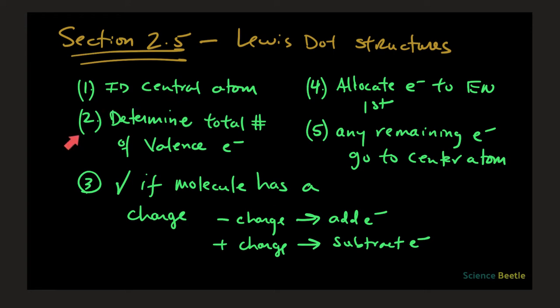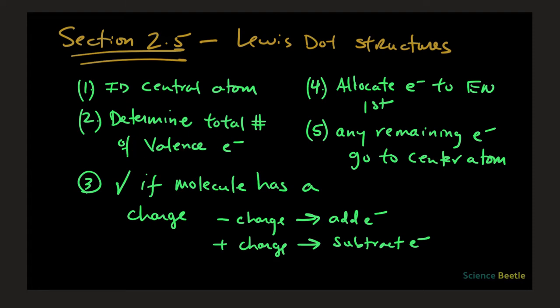Step 2 is to identify the total number of valence electrons. So you want to go ahead and do this by counting the valence electrons for each individual atom first. Remember some of the common things. Group 1 elements have 1 valence electron. Group 2 has 2 valence electrons. Group 16 has 6 valence electrons. Group 17 has 7 valence electrons, and that'll give you the total number there.